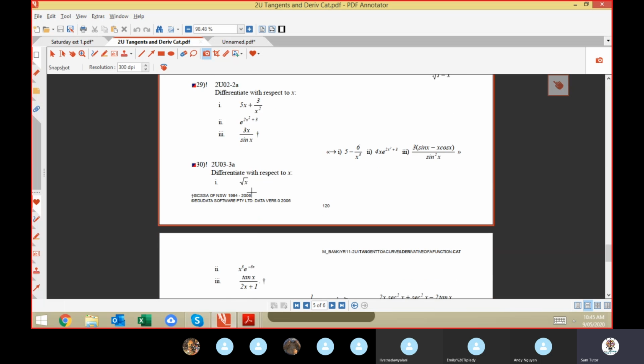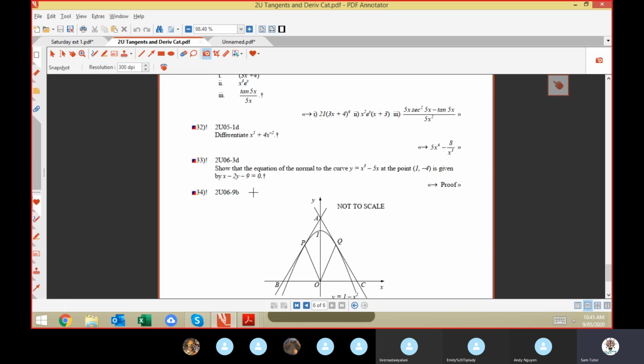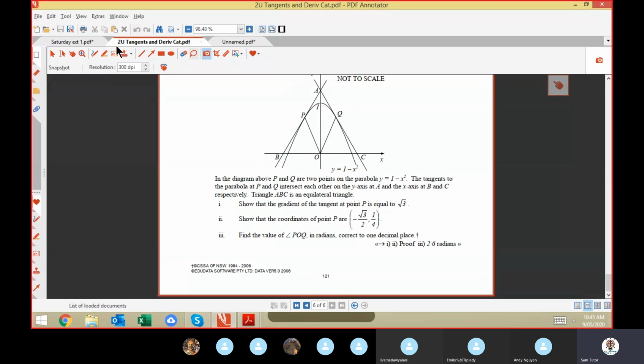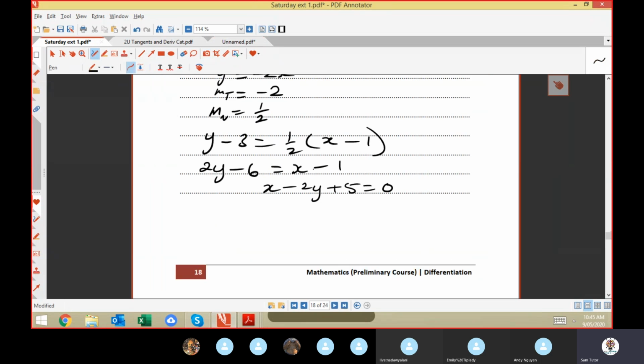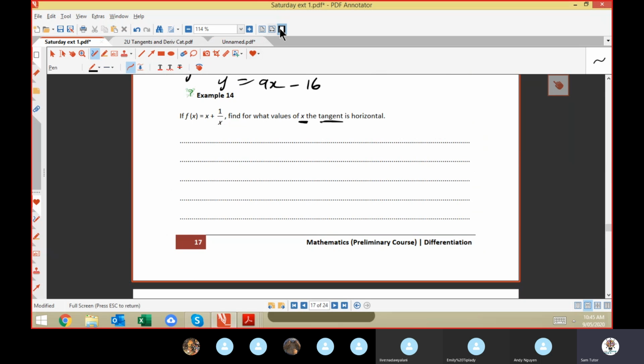Let's try to find another one before we do. Show the equation of the normal is given by this. Yeah, that's simple. All right, good. Right, let's get back to this one. Finish off this booklet. And then we'll come back and we'll do some more exam questions.